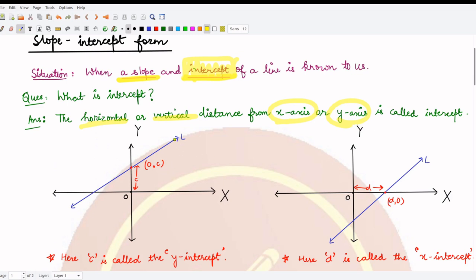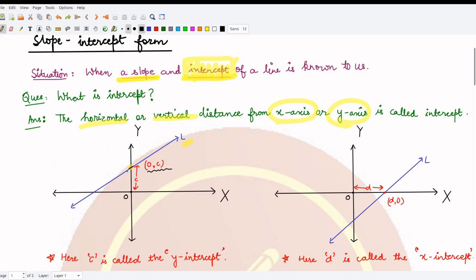In the first case, we are having this line L, right? This line meets the y-axis at some point here, having coordinates (0, c). Fine. So what is the x distance here? It is particularly 0. And the y distance is this c, correct? So for this c here, we have this point (0, c). So this vertical distance from origin to the point where the line meets the y-axis, that is known as the y-intercept, and it is a vertical distance from origin to the line.